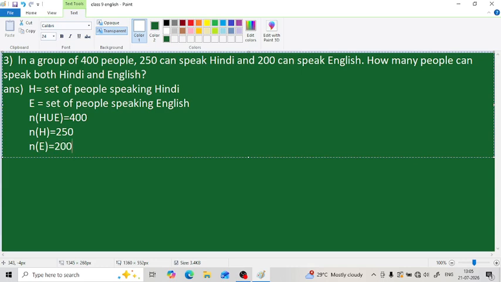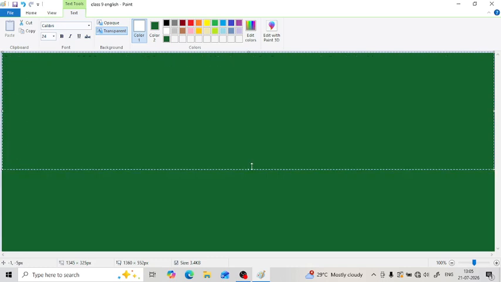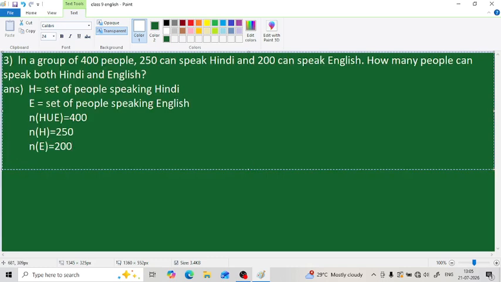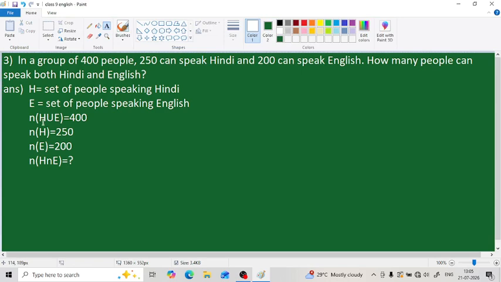And what is our question? Our question is how many people can speak both Hindi and English, isn't it? When the word both comes, we know it means intersection. So n of H intersection E equals question mark. We don't know its value. So up to this question we find that the value of union.